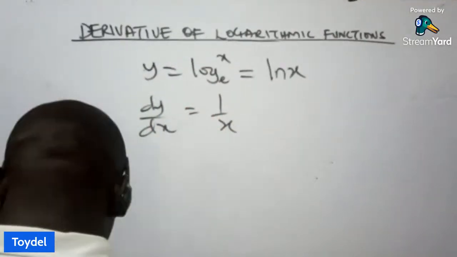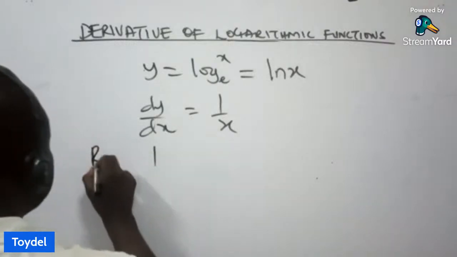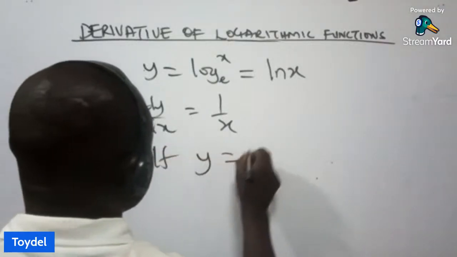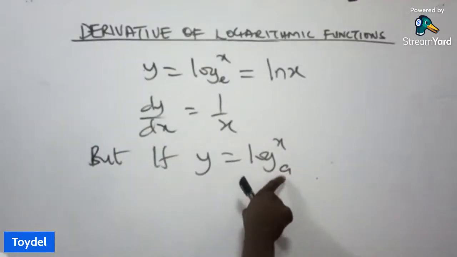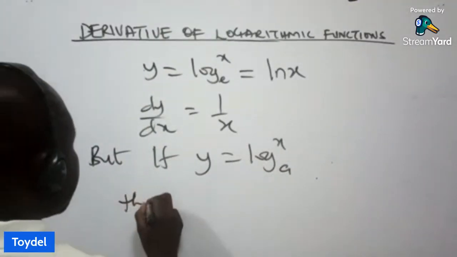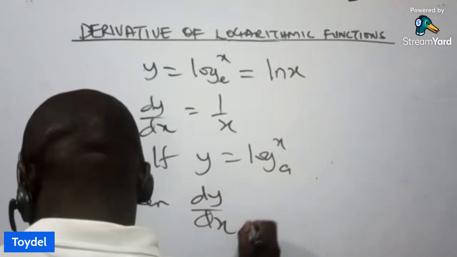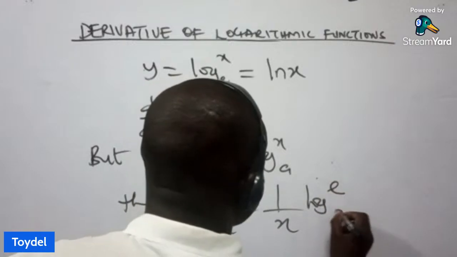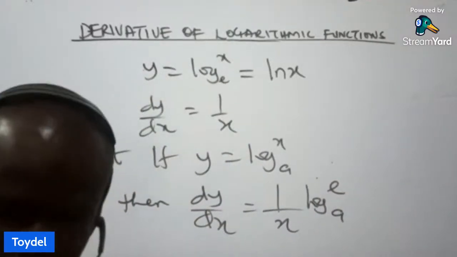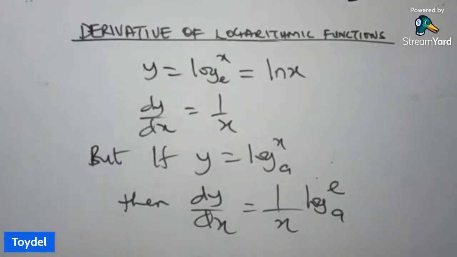But if y is equal to log x base a, that is when the base is a, it's not a natural logarithm, then dy/dx, the derivative in this case, will be 1 over x ln a. That's what we are going to get. And of course, we can actually show this. If a function is log x base a, then the derivative will be 1 over x ln a. So we can actually show that.